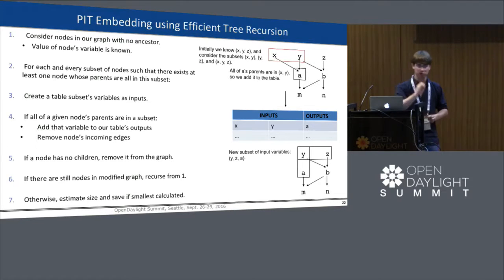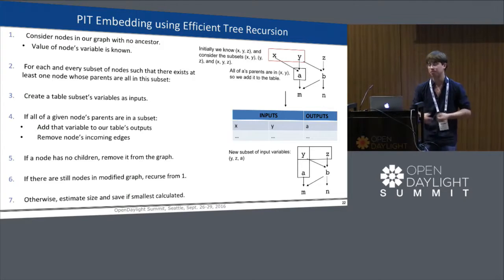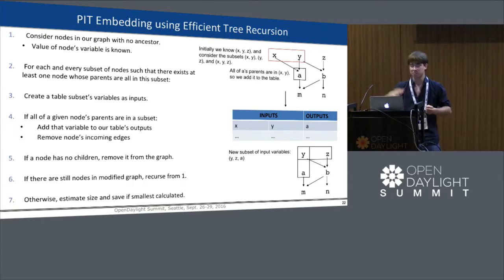If a node has no children, it means it's useless. Because we're always following arrows down when we're calculating these tables, it has no parents. And if it has no children, no remaining variable in the graph is dependent on that variable, and therefore we can simply remove it from the graph.